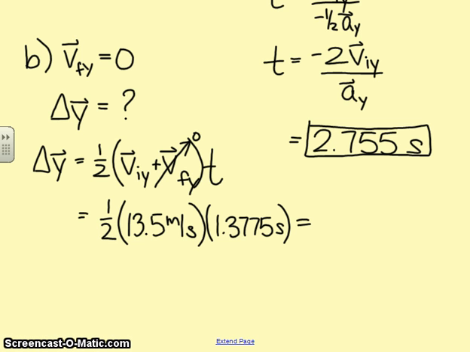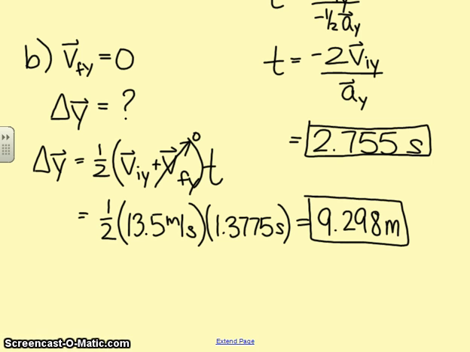Multiply these out on your calculator, and you get a maximum height of 9.298 meters. Again, ask yourself, is that reasonable? Well, a classroom is almost 3 meters tall, so this is like 3 classrooms stacked on top of each other, or a 3-story building. While that's a pretty high height, that's not unreasonable. So we'll go ahead and box that answer.